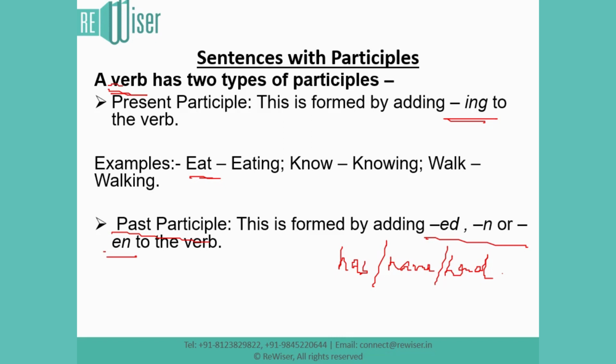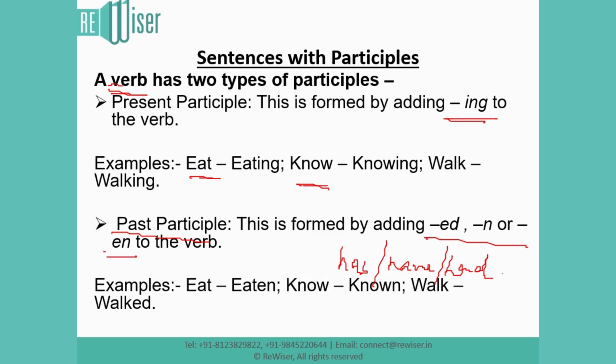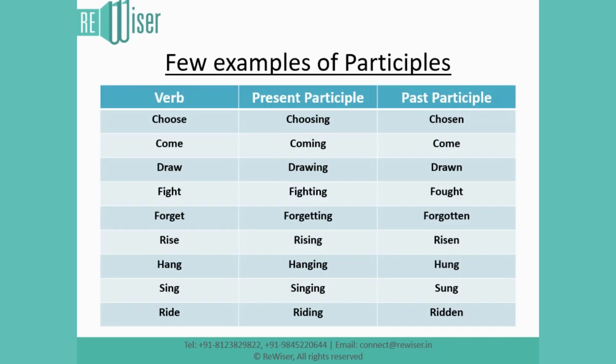I have eaten my food. So eaten becomes my past participle. Know. So I have known him. So therefore known becomes my past participle. For walk, I would say I have walked a mile today. Therefore walked is my past participle. So for eat, it's eaten. Know, it's known. For walk, it's walked.